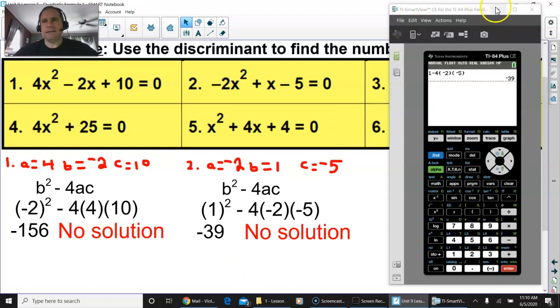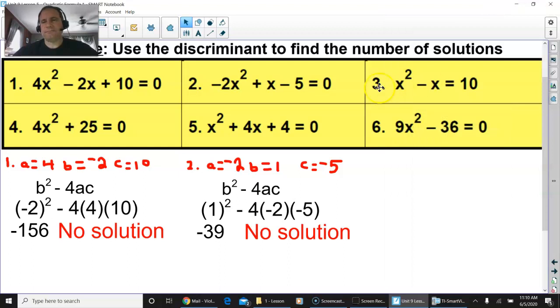Go ahead, see if you can do number 3. Just remember, put it in standard form first, and then go ahead and find the discriminant. And you can press pause now.